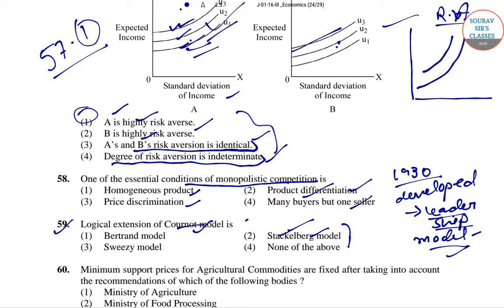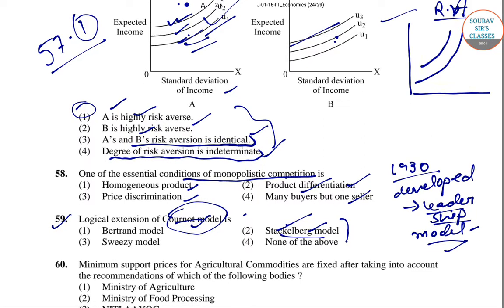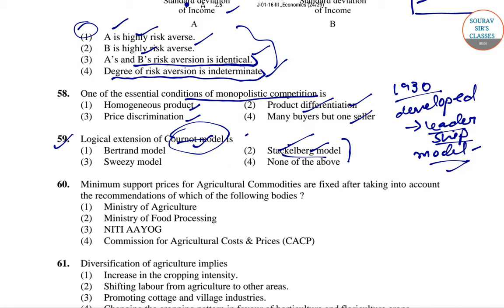The logical extension of the Cournot model is what? The Stackelberg model. Now we'll simply go to the next question, which is question number 60.